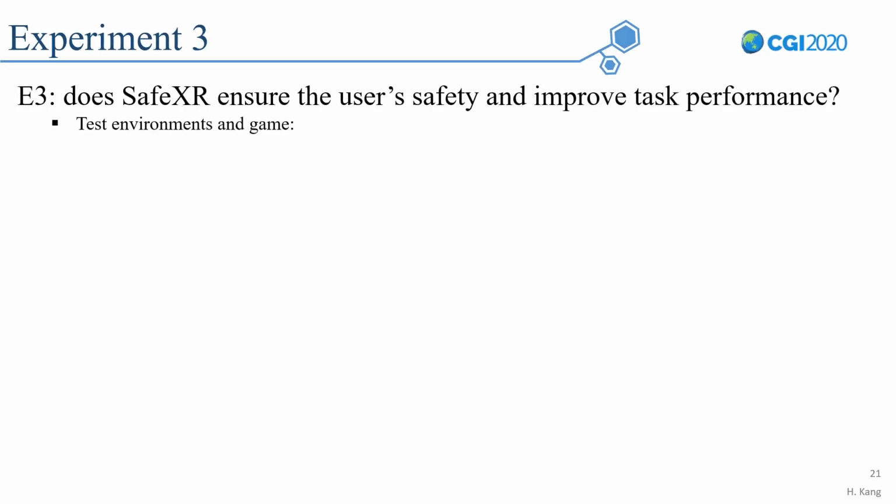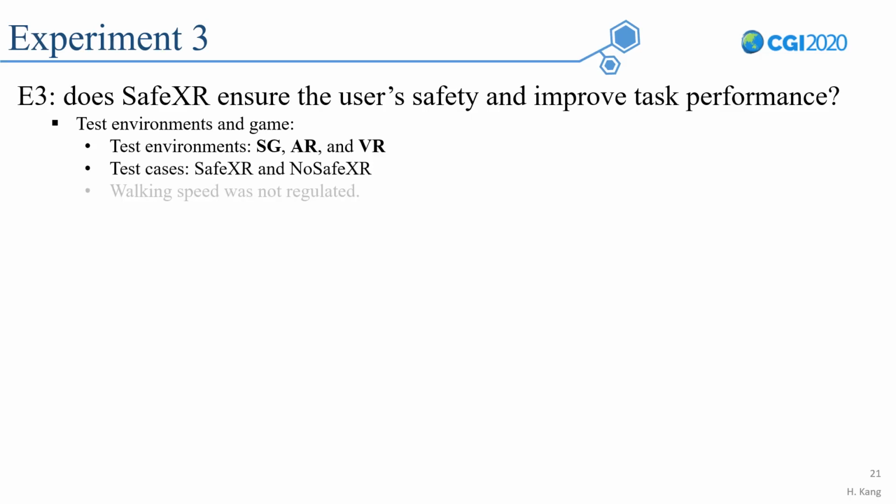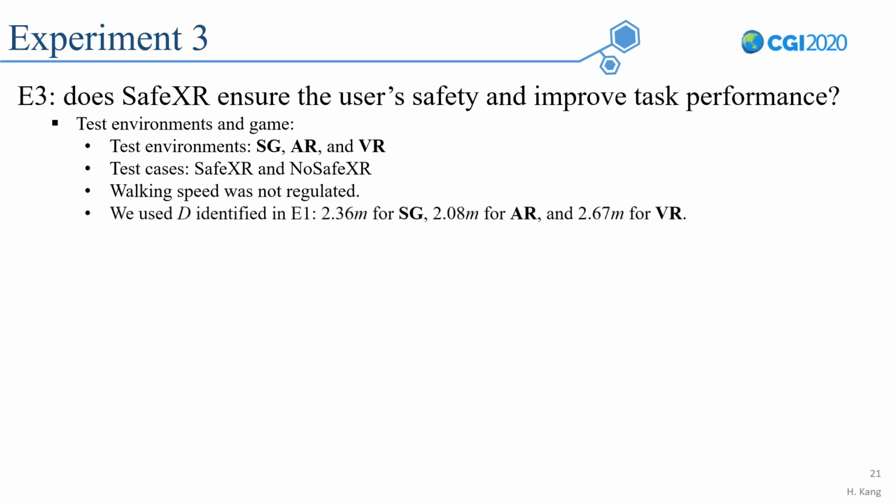The goal of Experiment 3 was to investigate SafeXR's contributions to user safety and task performance. The test was made in 3 environments. We designed 2 test cases, one with SafeXR and one without SafeXR. Participants were instructed to freely walk at their natural speed. We used the most preferred alerting distance D identified in E1.